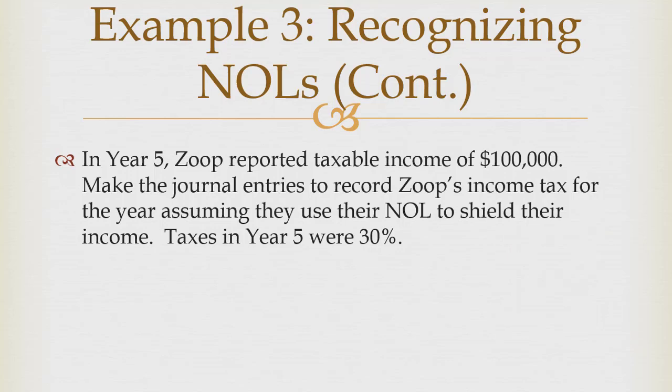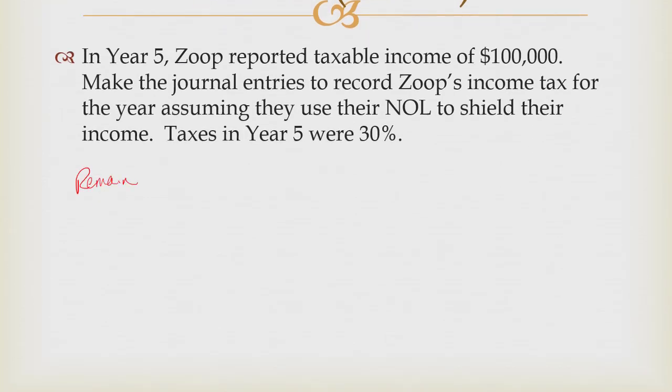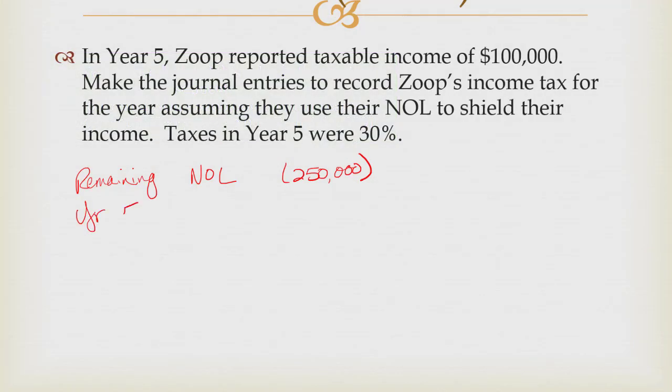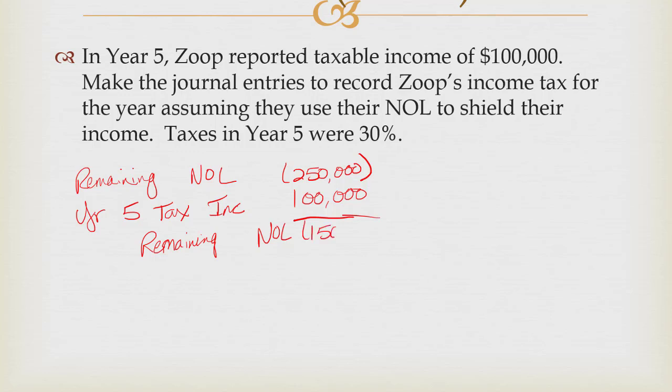So just like we did before, I'm going to look at my remaining NOL, which was $250,000. Now I'm going to take this $250,000 and I'm going to use it to shield $100,000 worth of income in year 5. So my year 5 taxable income is $100,000, which would leave me with a remaining NOL still of $150,000 that I can use in the future.